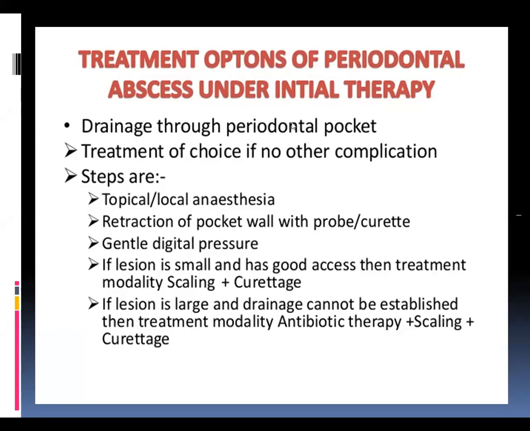The steps for drainage are, first, give a topical or local anesthesia to the particular area. Then do the retraction of the pocket wall with the help of a probe or pipette. Then give gentle digital pressure on the pocket from the outer surface of the gingiva. If the lesion is small and has good access, then the treatment modalities are scaling and curettage. If the lesion is so large that drainage is not possible, then the treatment modalities are antibiotic therapy, scaling, and then curettage.